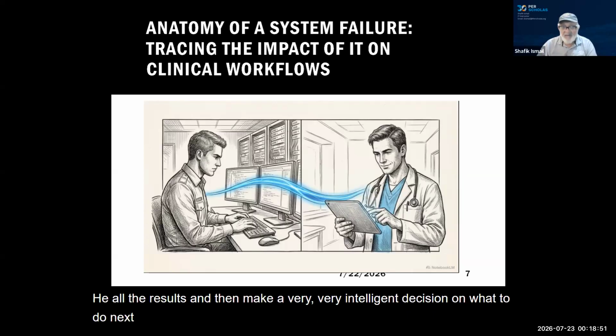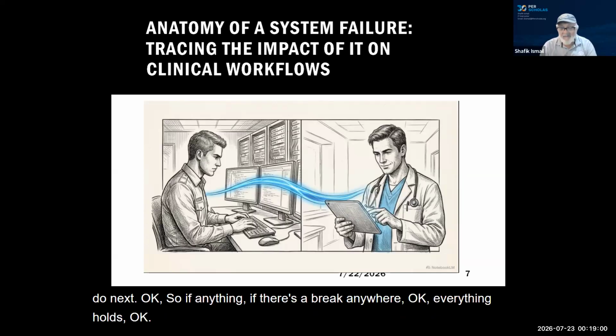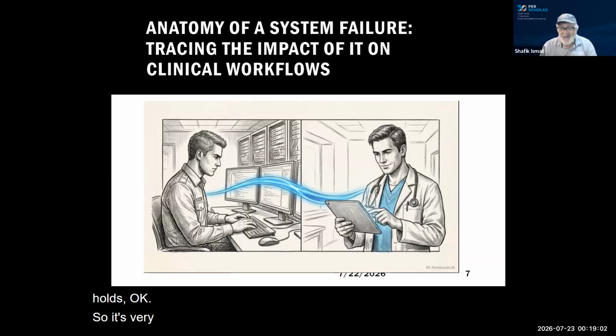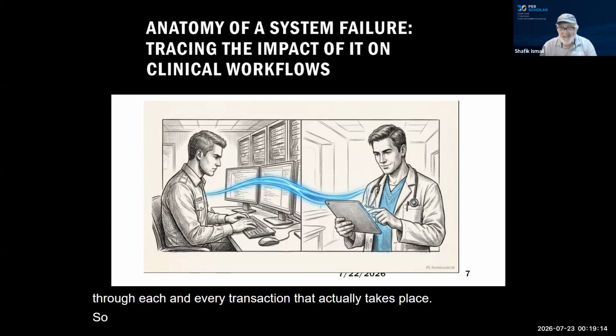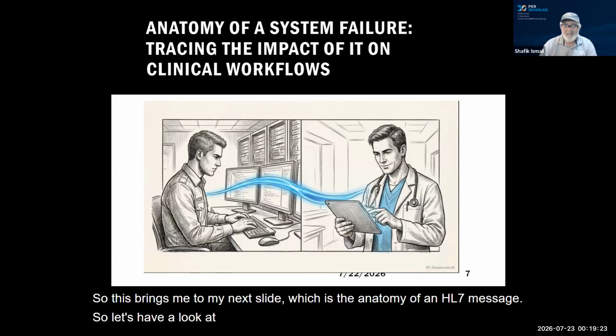Okay, so if there's a break anywhere, everything halts. So it's very important that we have seamless HL7 transactions running through each and every transaction that actually takes place. So this brings me to my next slide, which is the anatomy of an HL7 message. So let's have a look at what that is about.